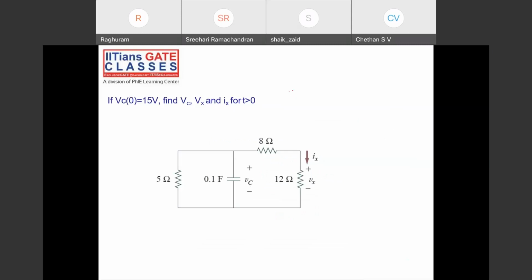Okay. Find V naught and find tau. Tau is R equivalent into C. V naught is given as 15 volts. Find R equivalent and C. We just did problems on finding time constant, right? Find time constant. Tell me what is R equivalent into C.